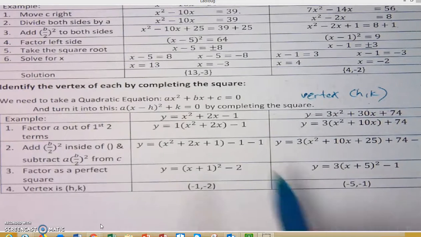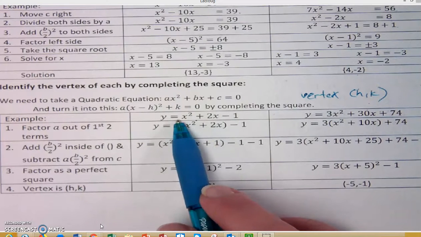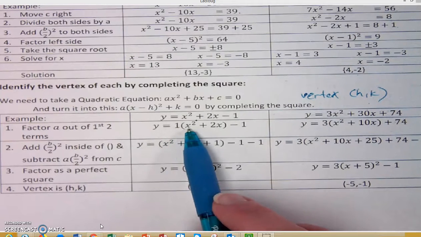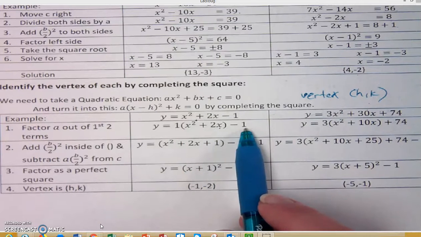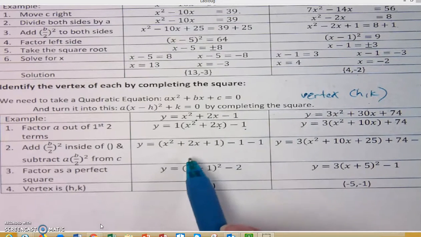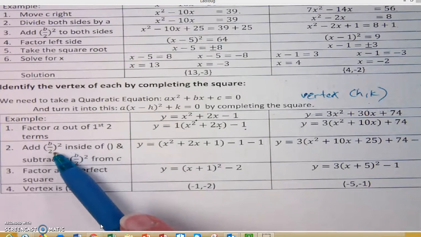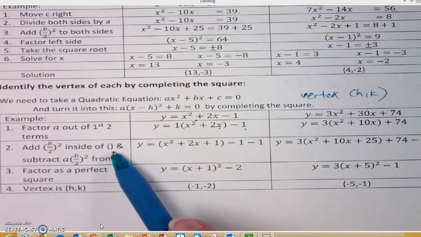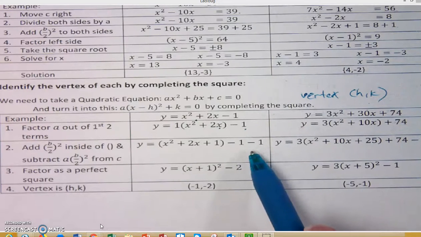So our first step for this example, we're going to factor a, which is 1, out of my first two terms. So I'm just going to write the 1 here, even though we don't really need to do that. I'm going to group together x squared plus 2x, and then I still have minus 1. So my next step is I'm going to add (b divided by 2) squared inside the parentheses, and then subtract it from c over here.